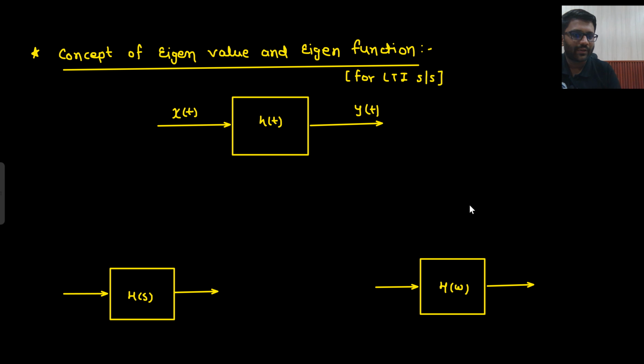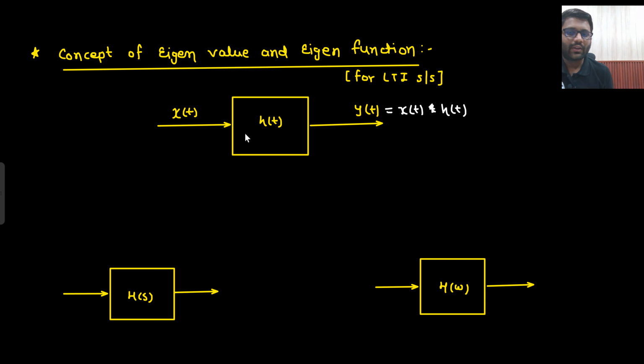So a very important and interesting concept we are going to study now is the concept of eigenvalue and eigenfunction for a particular LTI system. This concept will go only for LTI systems. Let's say this is an LTI system having an impulse response of h(t), the applied input is x(t) and the output will be y(t). How will the output y(t) be defined for an LTI system? y(t) will be given as x(t) convolution h(t), right?